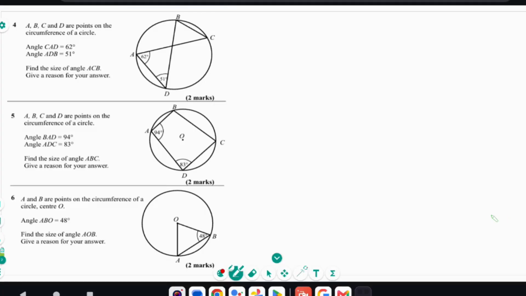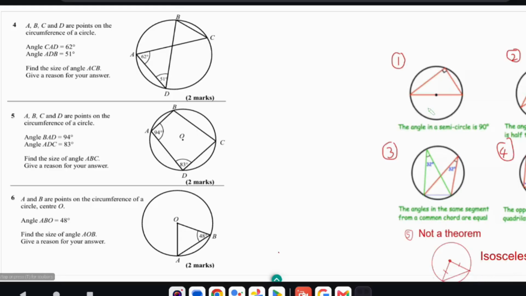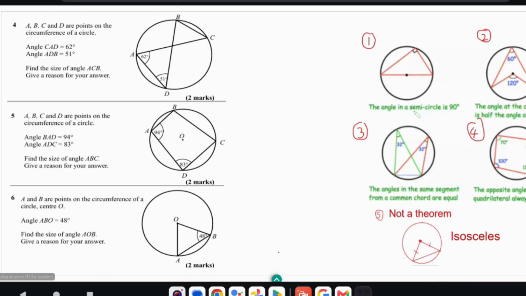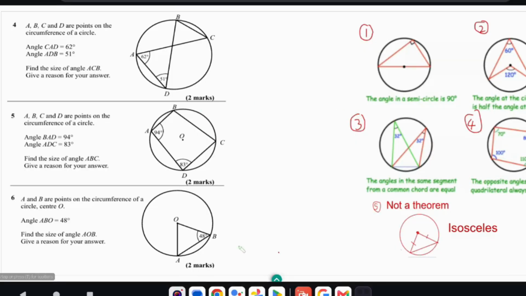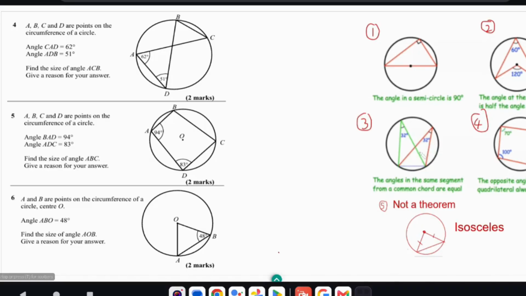If you have a look at these next 3 questions, maybe you'd like to have a go yourself first, put me on pause and unpause when you complete it. Now, all 3 of these have no tangents, so they've all got to be non-tangent theorems. So question 4, find the size of ACB. So ACB is that one. Give a reason for your answer.